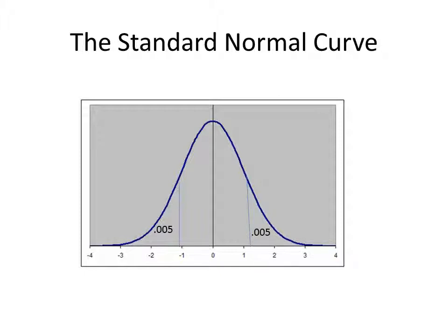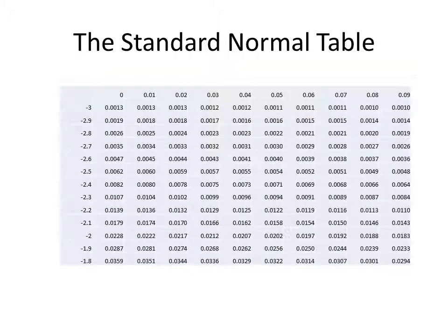That makes the middle area 99% of your curve, right? So all these areas would add up to 100%. How do we do that? Well, you could look it up in Excel, but I'd like you to look this one up in the standard normal table, table E2 in your book.